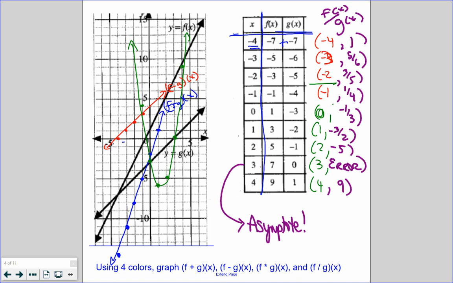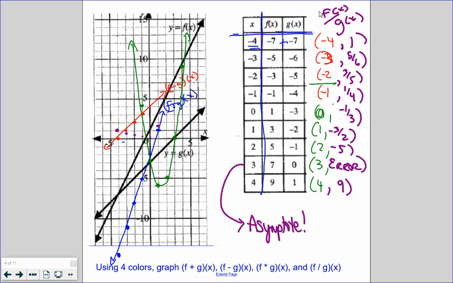Okay, so I'm just going to plot these points. So I realize my picture's getting kind of messy here. So -4, 1, and -3, 5/6, -2, 3/5, -1, 1/4, 0, -1/3, and then 1, -1.5, and then 2, -5. Oh, negative 1.5.